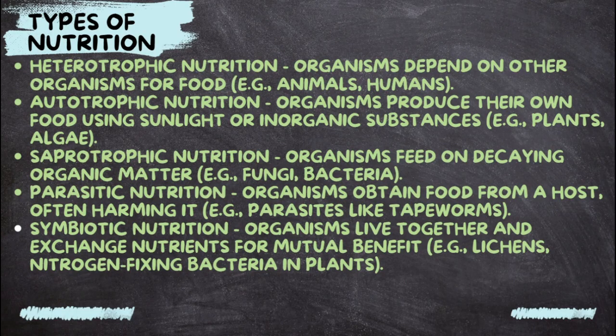that kind of situation. And then you have our parasitic nutrition. When we talk about parasites, we know there is some host involved, where one organism finds a host, infects the host, takes over, and basically ends up harming it at the end of the day. For example, tapeworms. And then we have symbiotic nutrition, where organisms live together and exchange nutrients for mutual benefit.